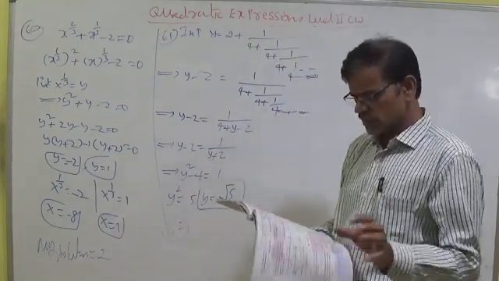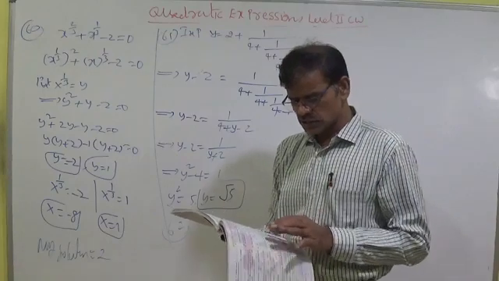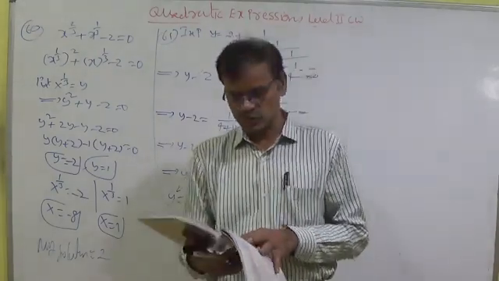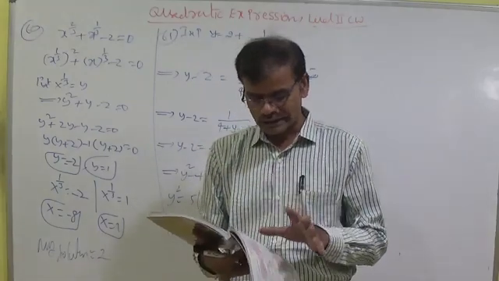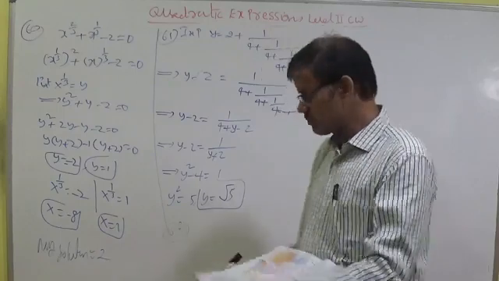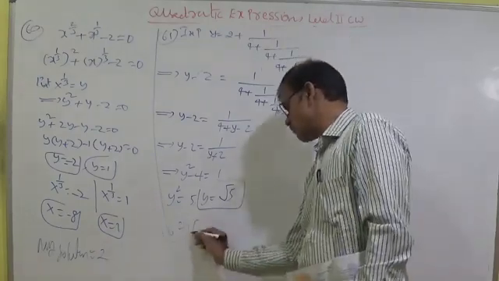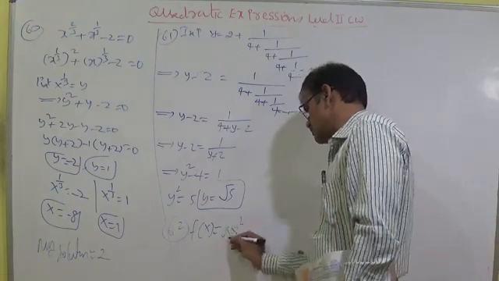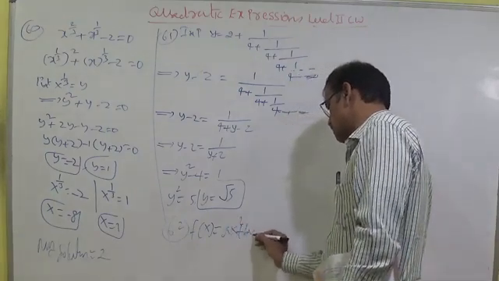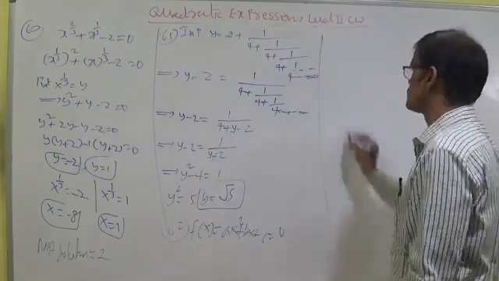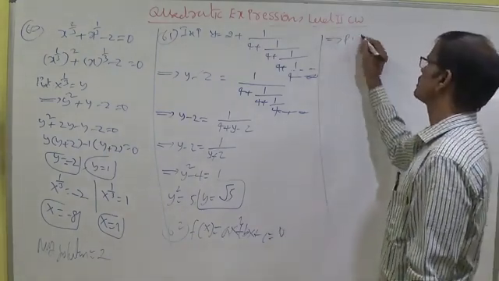62nd question. It is an easy question, students. If the equation ax square plus bx plus c is equal to 0 is not altered, then each coefficient is increased by the same quantity. First, f of x I am writing: ax square plus bx plus c is equal to 0. So increased by the same quantity, he is discussing with us.